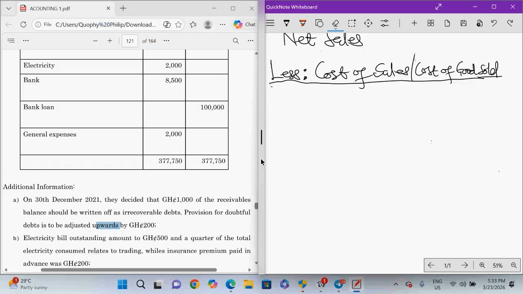Here we know that provision is an increase in provision, because it said adjusted upwards by, assuming it said 2. We would compare what we have here and what is in the trial balance, and the difference becomes the increase or decrease. Right. Let's continue. B.